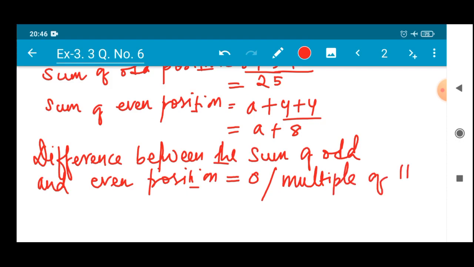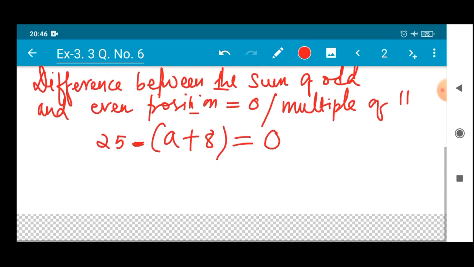So what was the sum of the odd number? It is 25. We are finding the difference, and as we have a variable a also, we will put it inside this bracket. In the previous question it was not that. In the previous question the sum of odd was carrying the variable, so in that case we didn't put the bracket. Now here in the sum of even position there is a bracket, and whenever you have a minus sign, a bracket should be given. Now the answer should be either 0 or a multiple of 11, so let's try with 0 first.